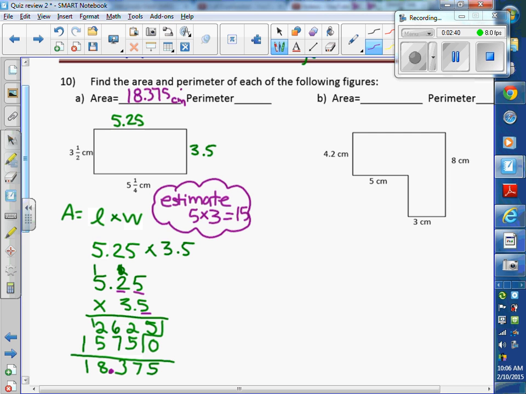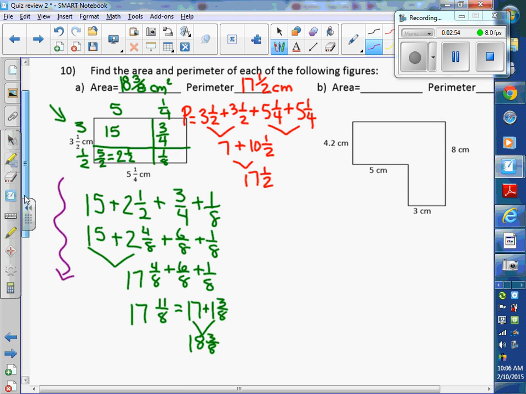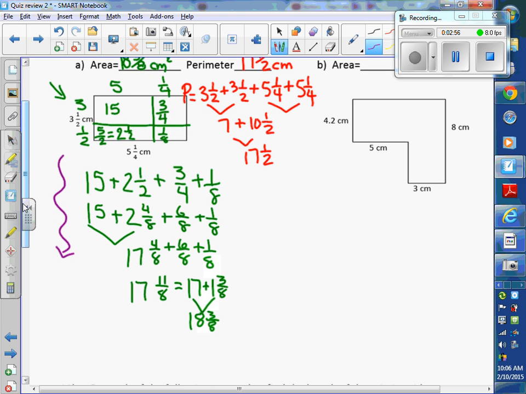centimeters squared. And if you look back at the other method using fractions, it's a bit more work with the fractions right here, all the way down to 18 3/8. It's the same answer. It's a little more work. So if you have the ability to convert from decimal to fraction and fraction to decimal, you might choose that.